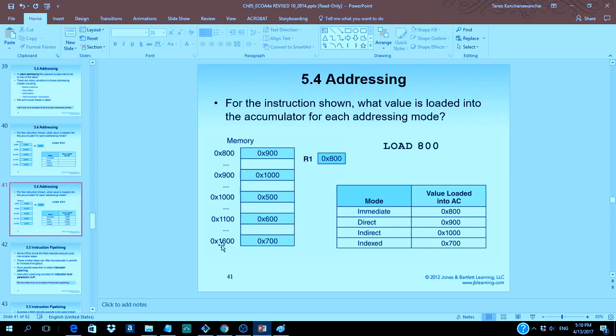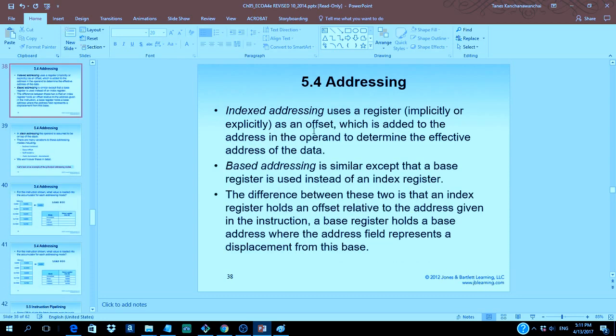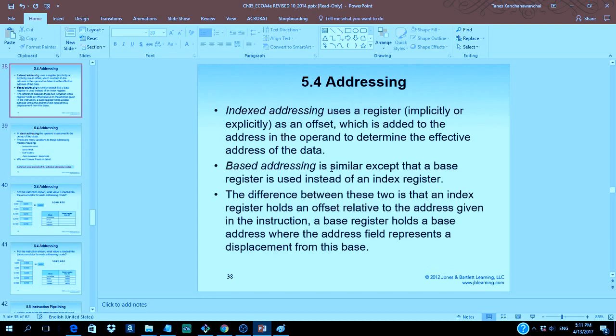Isn't index adding the value at 800 to memory location 800? So shouldn't it be 1700? One second. Index uses the value stored at 800. Index addressing uses a register as an offset, which is 800, right? Which is added to the address in the operand. So shouldn't it be 800 plus 900? Added to the address in the operand. Yeah.